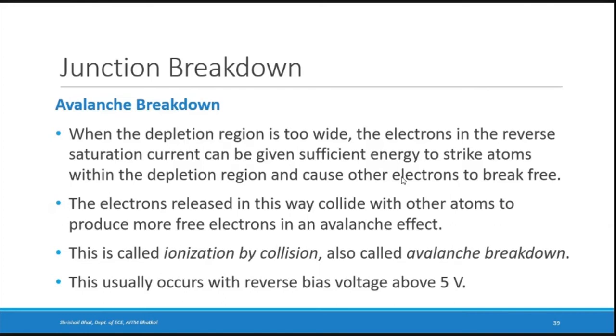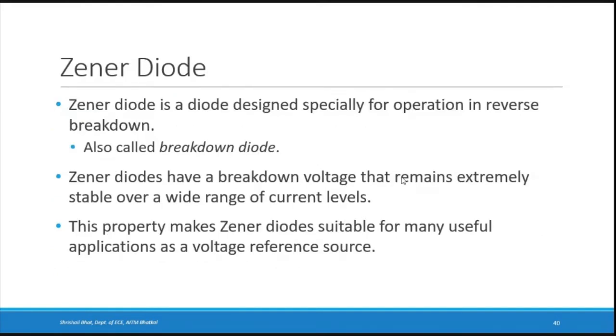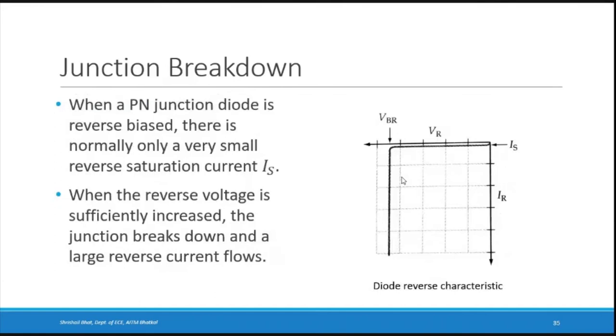So regardless of which breakdown it is, Zener breakdown or avalanche breakdown, normally the diodes which are used in the breakdown region are called Zener diodes. So what is a Zener diode? It is a diode which is designed specially for operation in the reverse breakdown region. So we operate this Zener diode in reverse bias, that too in the breakdown region. So they are also called breakdown diodes. The speciality of Zener diodes is that we make use of this particular region, where it can be safely operated if you keep it below the maximum permissible level.